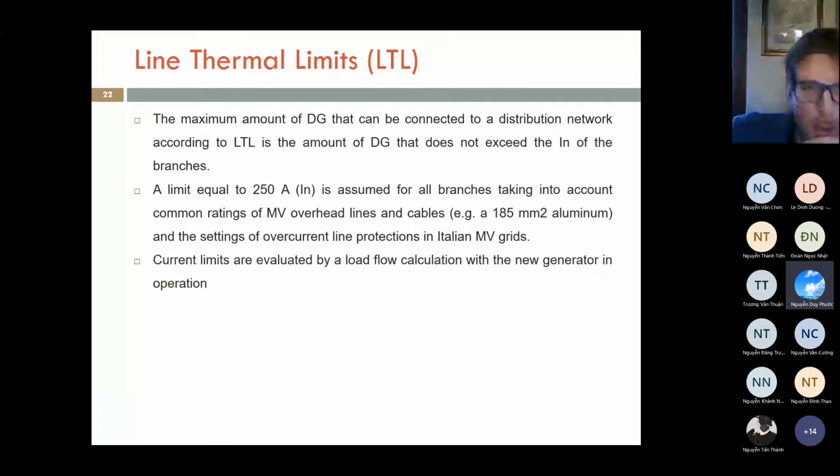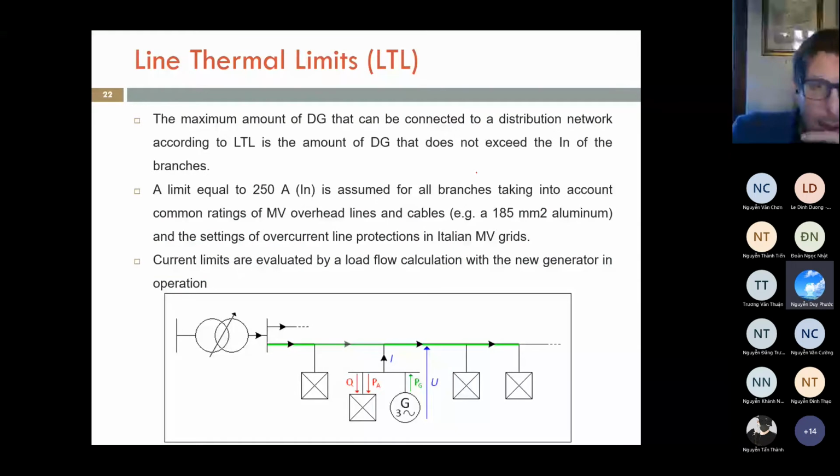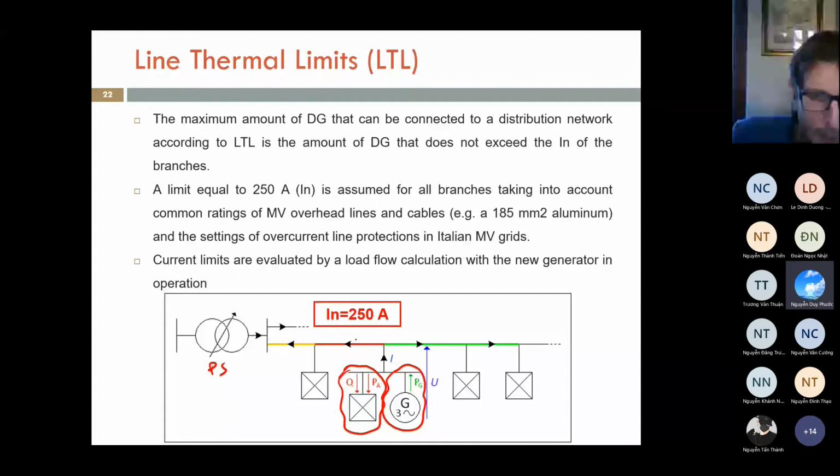The last parameter is the line thermal limit. What happens is that when I'm installing a generator in the distribution network, and this generator is producing more than what is consumed by the load, this power flows back to the primary substation. And if the power of the generator is quite high, I could end up reaching the line thermal limit of the cables or of the overhead lines. So basically, having a high quantity of power could bring me to stress the cables or overhead lines in the power system.